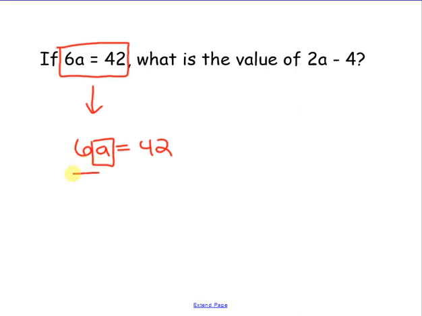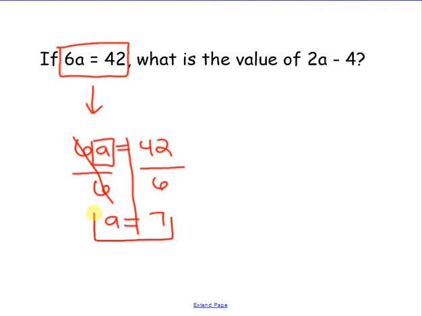It's being multiplied, so we're going to divide because division is the opposite of multiplication. Divide by the number that's attached to the variable, which is 6. 6 divided by 6 is 1. You're left with a equals 42 divided by 6 is 7. But that's not the answer to your problem yet. Then you have to take this and plug it back into here.